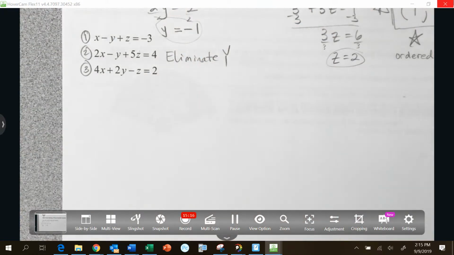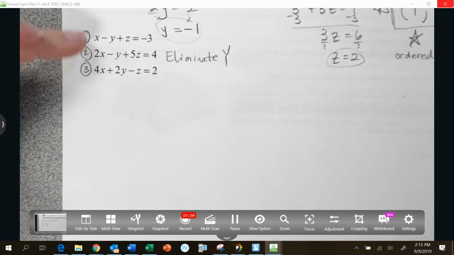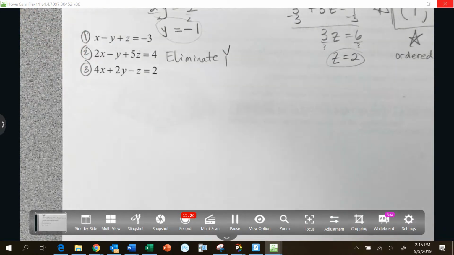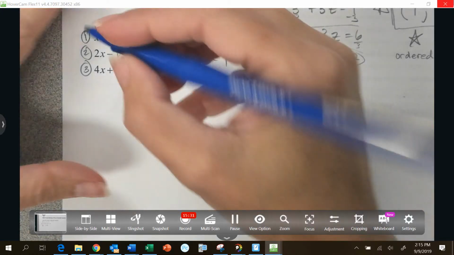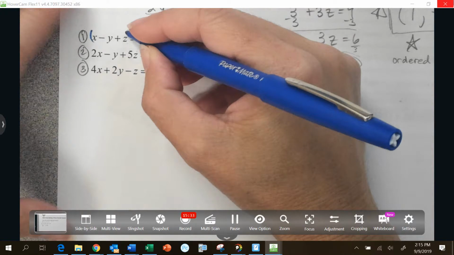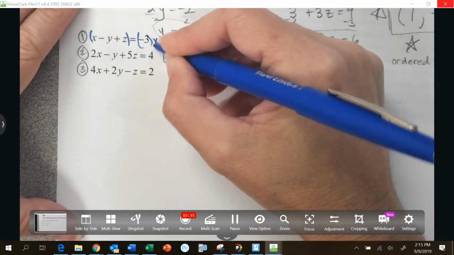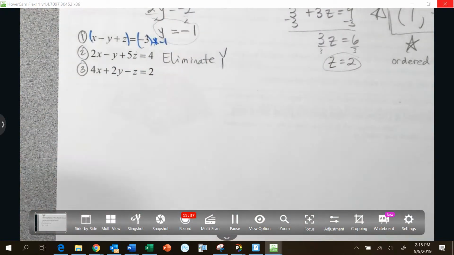You can only do 2 equations at a time. So let's look at equation 1 and 2. Now, Josh said this already. But if you're going to eliminate y, one of these we're going to have to multiply by what number? -1. Okay, I'm going to multiply the first one by -1. He said do the second one. I disagreed with him, but it doesn't matter. I can do what I want.